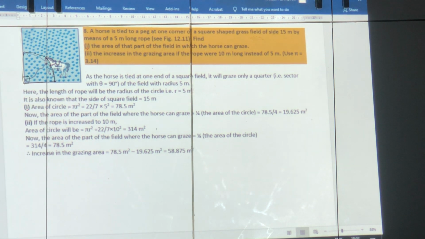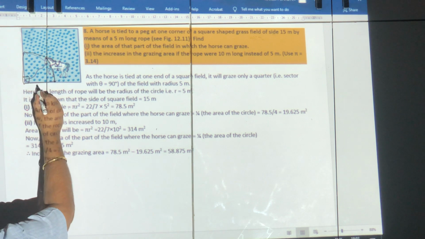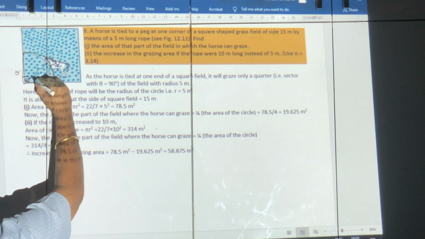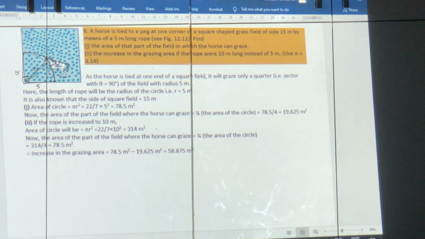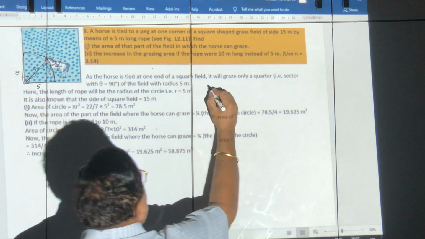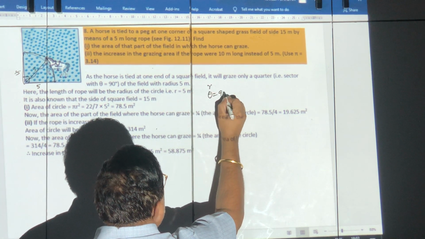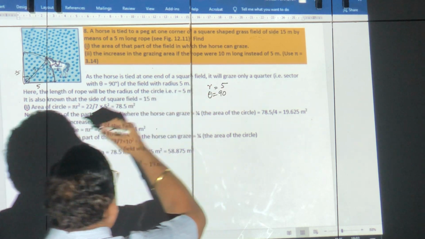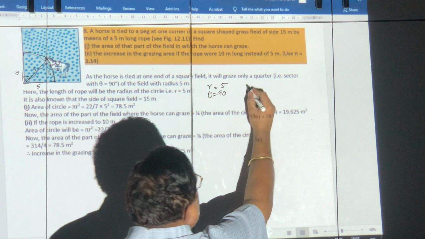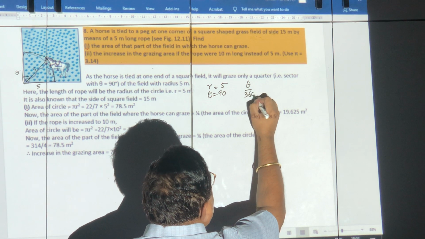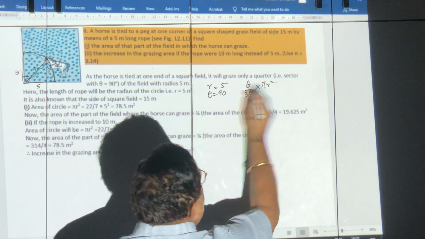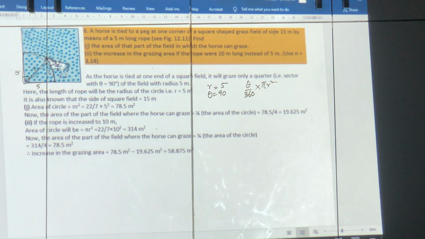Find the area, how much he can eat. The rope is 5 meters, my friends. Every time you take, it's like a radius is 5 only. Rope can't become bigger or smaller. So radius is available. Theta is available, 90. We have to find area. How do we find area? Theta upon 360 into pi r square. Substitute. That's one thing.